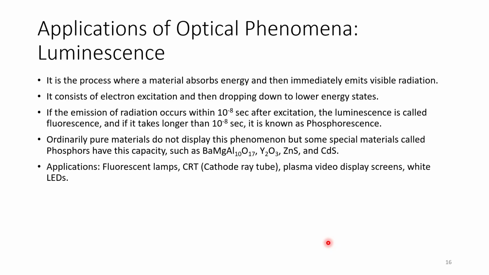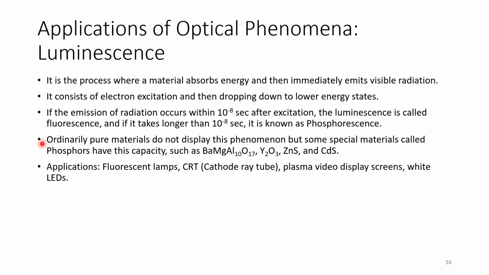Next is application of optical phenomena such as luminescence. It is a process where a material absorbs energy and then immediately emits visible radiation. It consists of electron excitation and then dropping down to the lower energy states. If the emission of radiation occurs within 10 to the power minus 8 seconds after excitation, the luminescence is called fluorescence, and if it takes longer than 10 to the power minus 8 seconds, then it is known as phosphorescence.